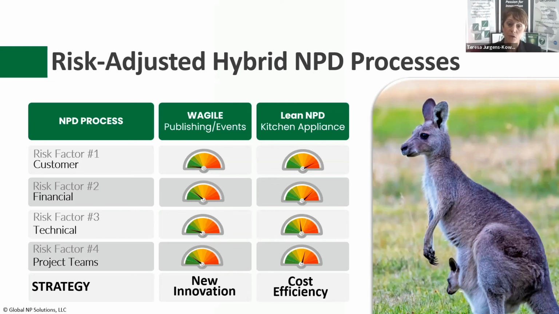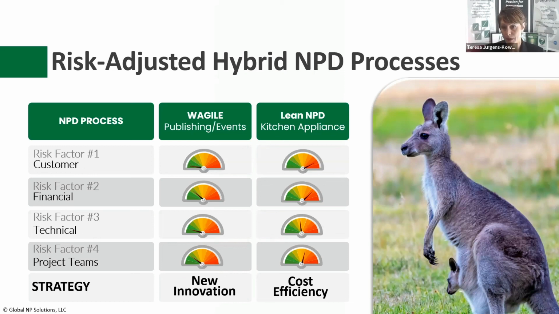But these are their strategies, and the processes that are selected to fit their strategies based upon these risk factors seem to kind of work. So the nonprofit publishing company is focused on new innovation. They have evaluated their risk factors and chose an agile product development process. Again, having some requirements uncertainty and some technical uncertainty.